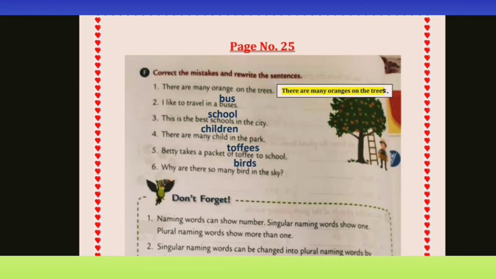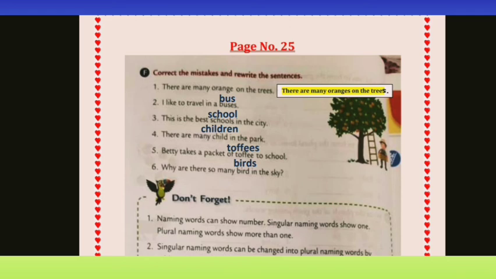Third, this is the best schools in the city. Is it right? No, schools is coming, but they are talking about one school. So you have to change it in singular form, that is school. This is the best school in the city. Fourth, there are many child in the park. See, again mistake is there in child. It will change into children. We have to make it the plural form of child. There are many children in the park.